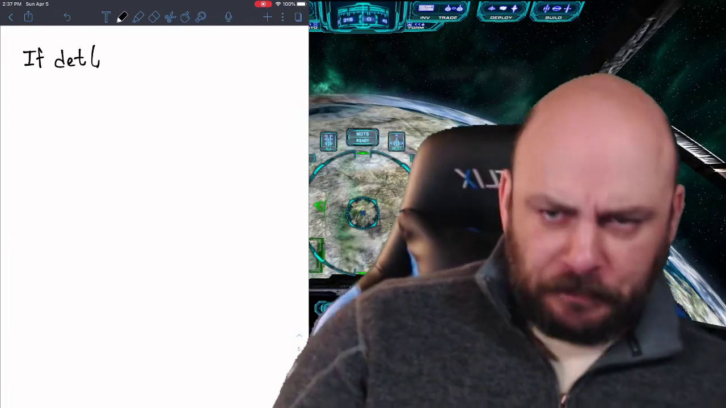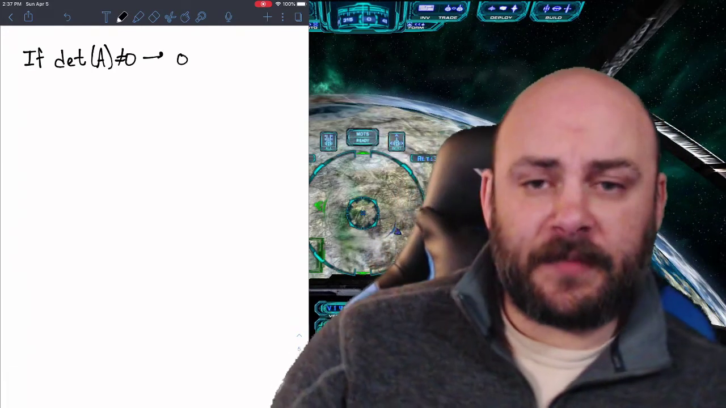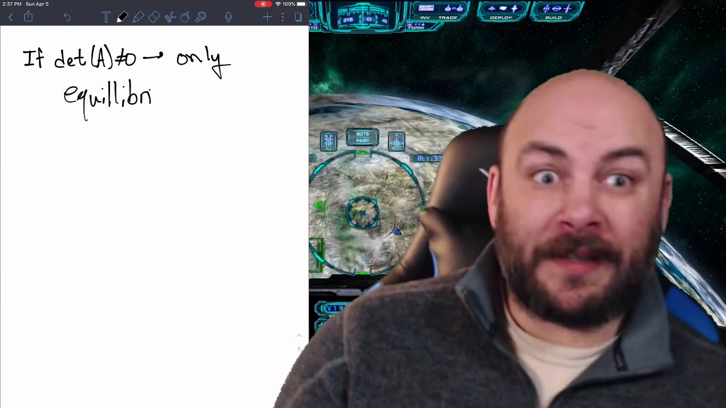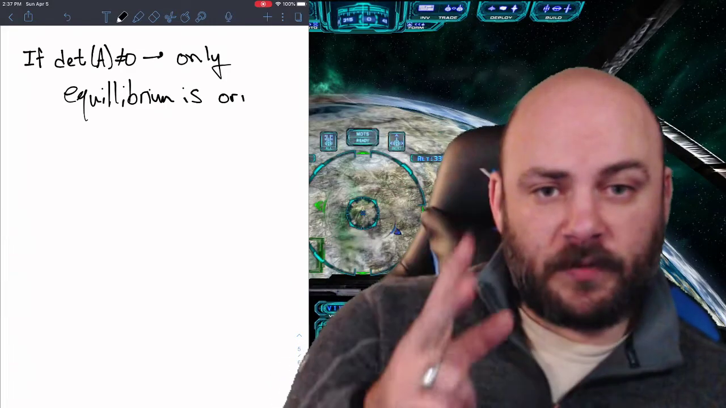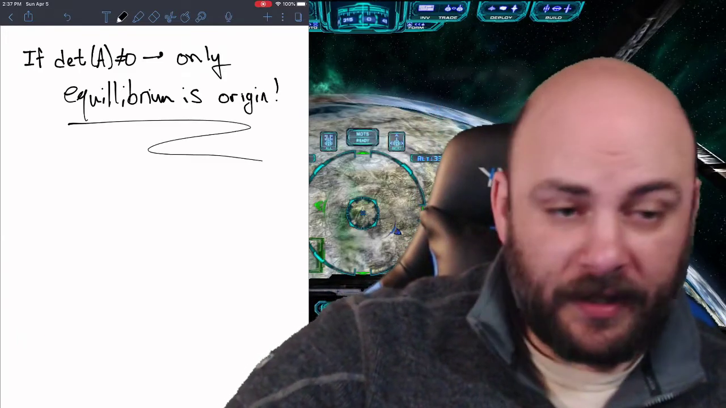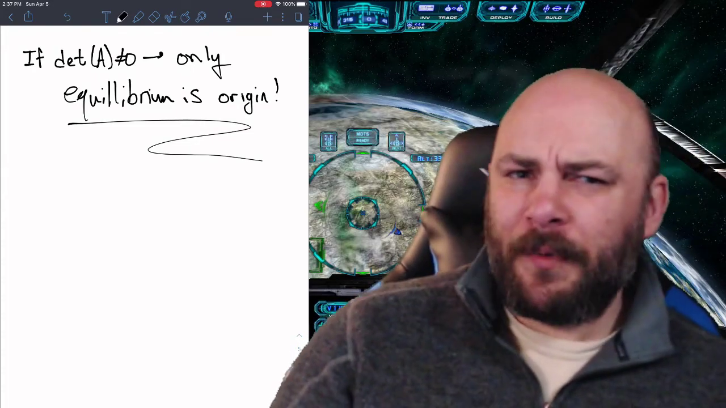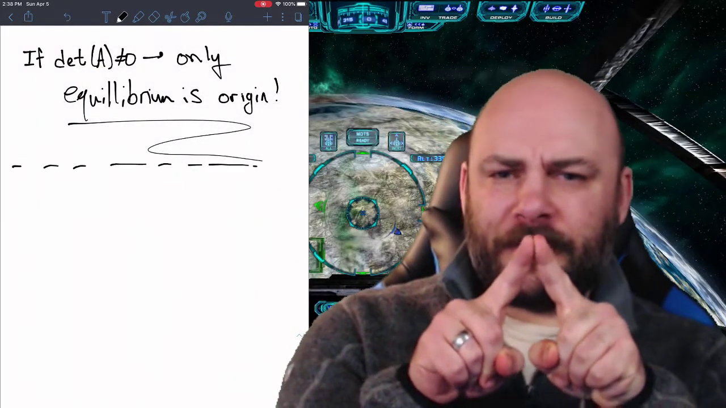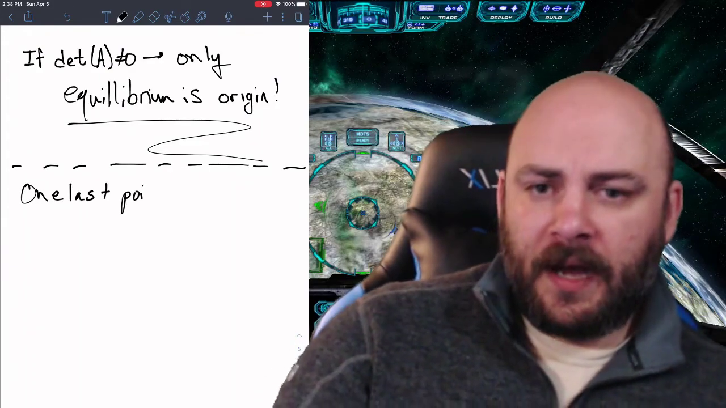So the moral of the story is that if the determinant of A is not equal to 0, then your only solution to the equation, or your only equilibrium, excuse me, is the trivial equilibrium, the origin of the xy plane, that one point right there in the middle. That's really useful to work off of. If you have a line of equilibria, we actually don't know how to deal with equilibria that are infinitely close to one another. We haven't dealt with situations like that yet. We will in the future.